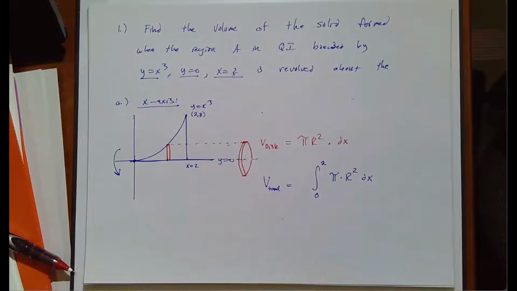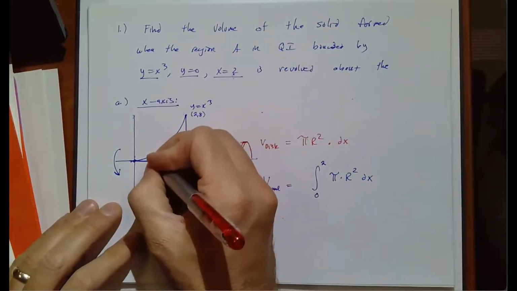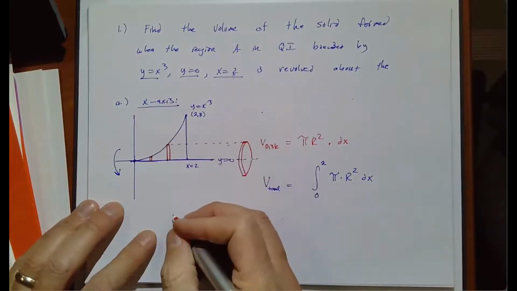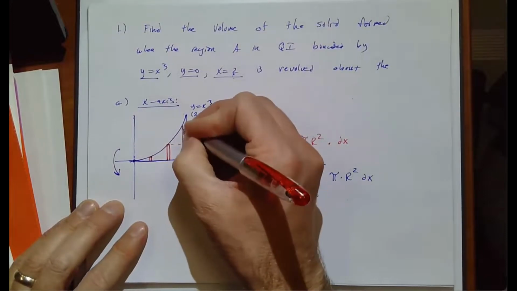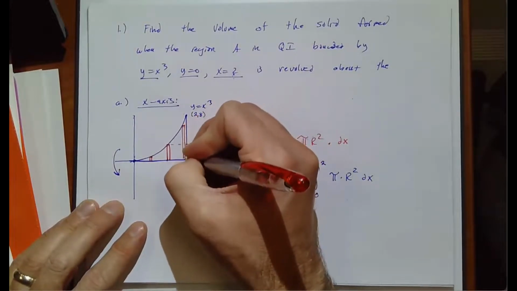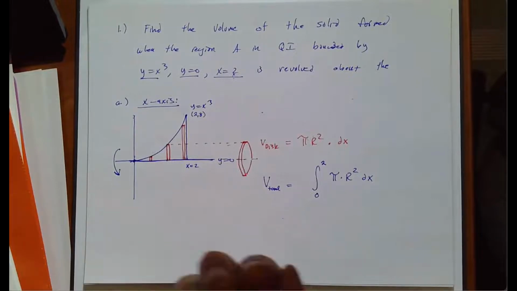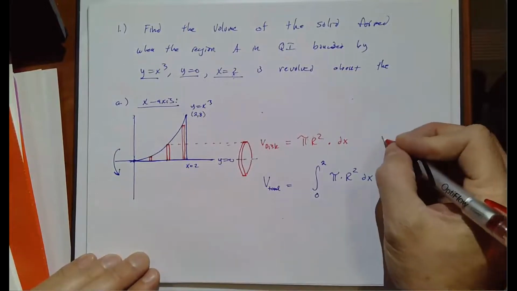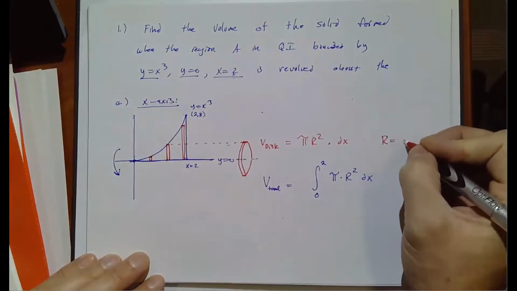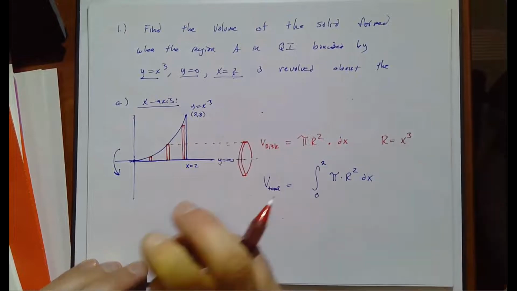Now, the radius of this disk is variable, right? If I drew my disk right here, I would get a much smaller disk. If I drew it over here, I would get a much larger disk. But the idea is the radius is just how far away the function is from the axis of rotation, or from the center. And in this case, that's just what the function is. So in this particular problem, our radius is just the function x cubed.